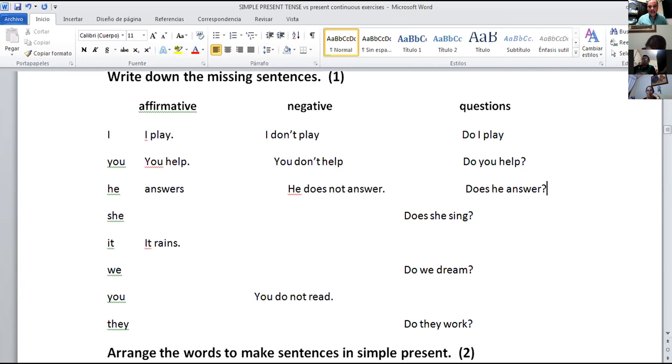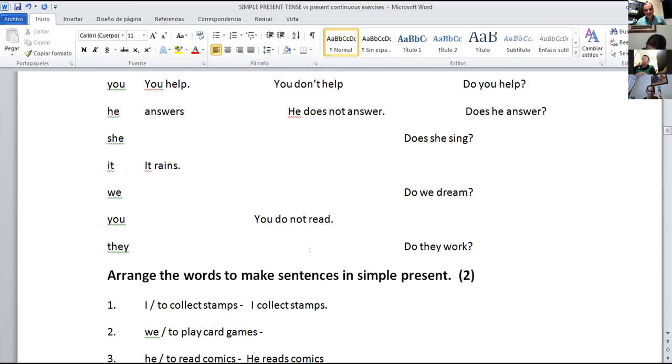Now that you know, okay, complete the rest of the exercise in pairs, please. So I'm going to break you into pairs. Let me see. First, I want to know how many of you are here.